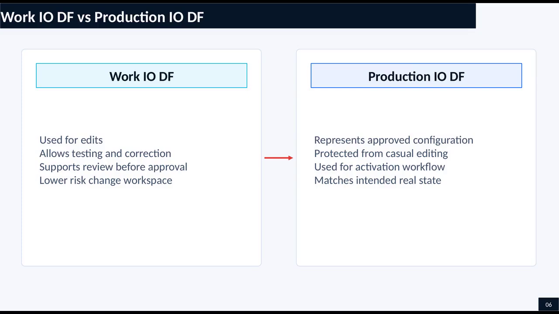The work and production idea is one of the most important reasons the IODF exists. A work IODF is where edits happen. It is the workshop. Mistakes can be found and corrected there. A production IODF represents the approved configuration that should match what is intended for real use. Think of a restaurant menu. The chef may test new recipes in the kitchen, but customers should only see the approved menu. The work IODF is the kitchen. The production IODF is the approved menu.